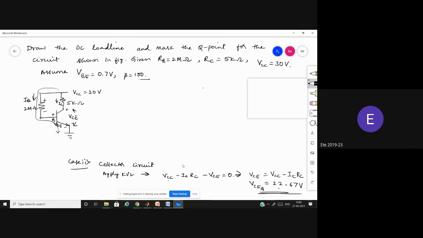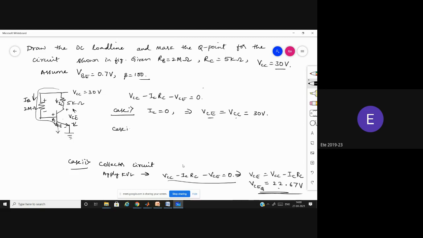So the same equation, whatever we have here, the same equation will take. So VCC minus IC RC minus VCE is equal to 0. Case 1: we need 2 points, right? One is along the x-axis and the other one is along the y-axis. To get a point along the x-axis, we need to consider IC as 0. IC is equal to 0. This implies VCE is equal to VCC. So what is VCC? 30. So 30 volt is our point along the x-axis.